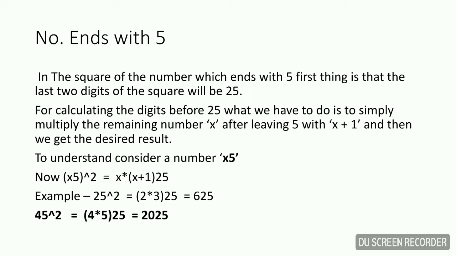Take another example, 45. Now in the case of 45, it also ends with 5. So 5 square is 25. Now what we have to calculate? We have to calculate the numbers before 25 in the square. Simply if we compare with the standard form x5, then x is equal to 4, x plus 1 is equal to 5. Simply calculate 4 into 5, what comes? It comes 20. So our square would be 2025, which is right.